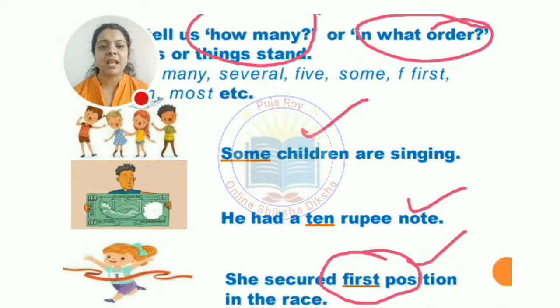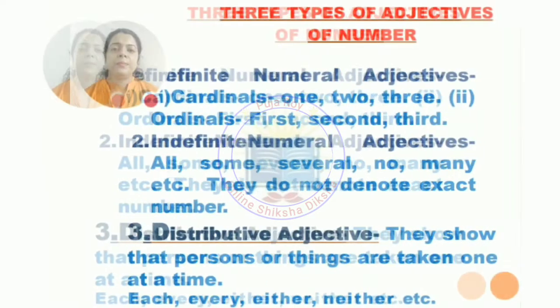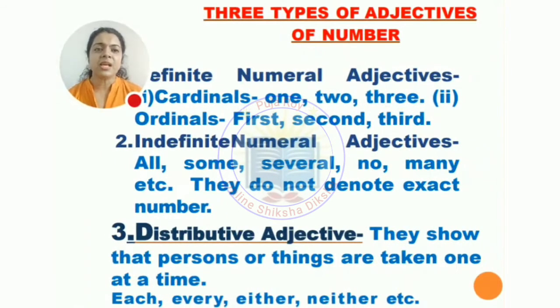Sometimes you will find they have been separated as a kind, but I take it as the whole, the part of adjective of number. Choice is absolutely yours. How do you take it? Whether you take it as a kind of it or you take it as a part of it. Let's proceed. Here are the 3 types of adjectives of number. What are the 3 types of adjectives of number?